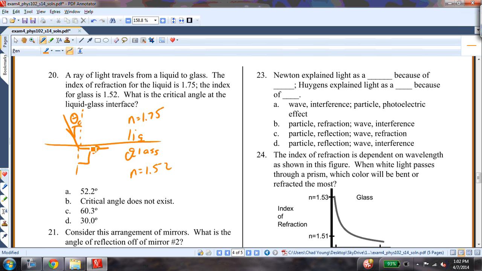First of all, I just want to ask myself, are these indices of refraction correct? It'll have to travel faster in this medium down here, and it does because there's a lower index of refraction. So then I say 1.75 sine of theta critical is equal to 1.52 sine of 90, but sine of 90, of course, is 1. So theta critical, the inverse sine, I get 60.3. So C is the right answer for 20.